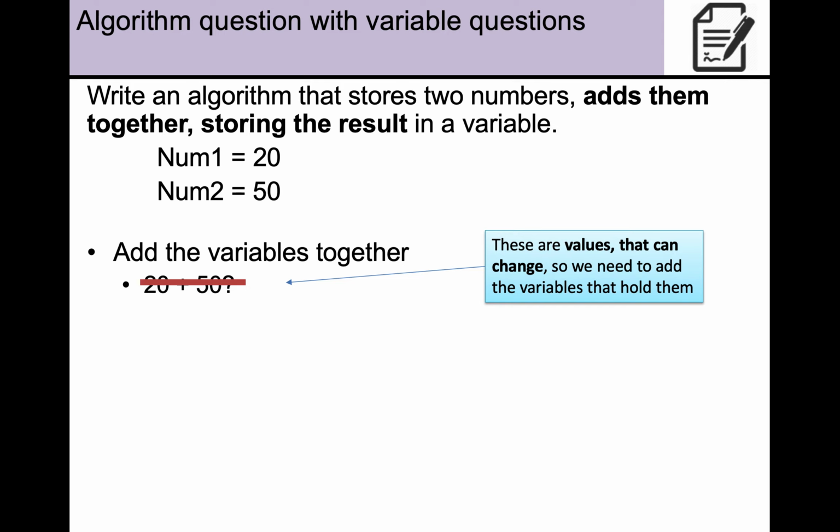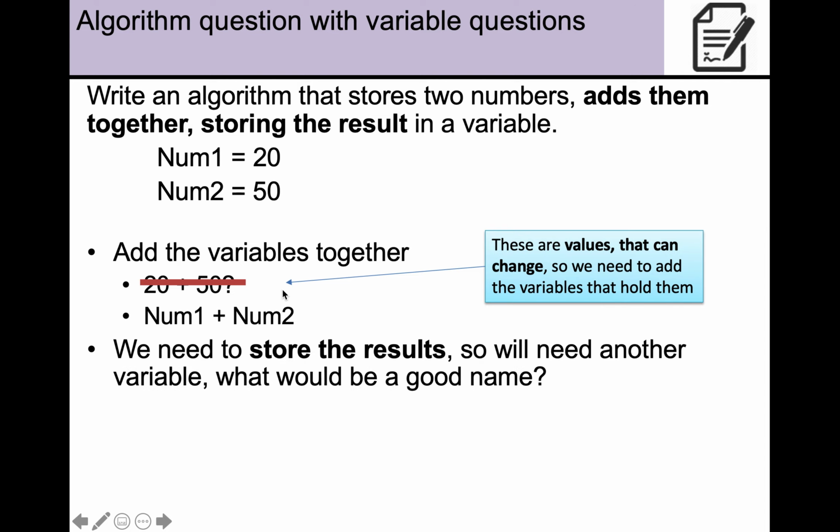So we need to add the variables together, because we could have stored the numbers 70 and 65 or 12 and 11. We could have stored different values because those values can change. So we're going to add the variables together, because when I add num1 plus num2, I'm adding whatever's inside those variables together. And of course, we need to store the result.